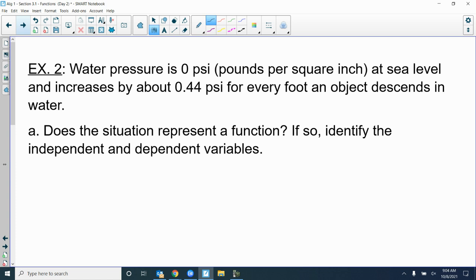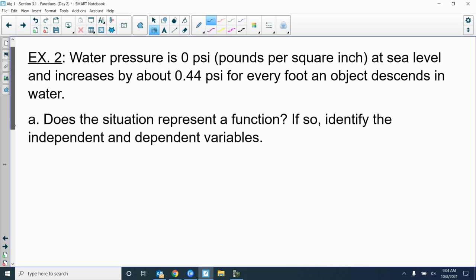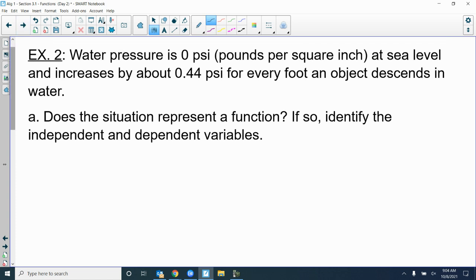All right, let's see here. I'm going to just say yes for now, and I'll explain in a second. But let's do independent versus dependent variables. What would be the two things that we're measuring? Austin? How far you go below sea level and the PSI. All right, so I'm going to say depth of the object, and the PSI, pressure. I'm going to say pressure, and I'm just going to put that PSI.